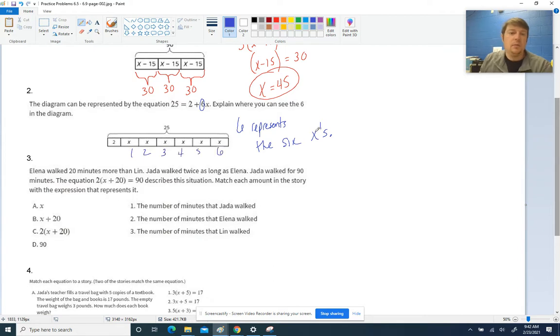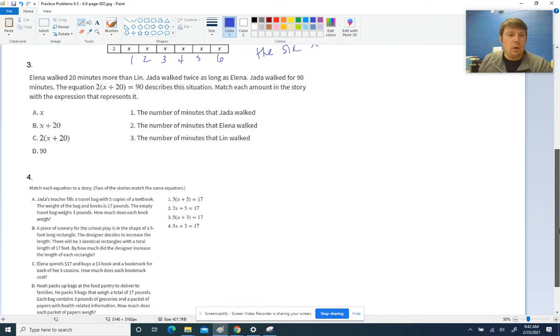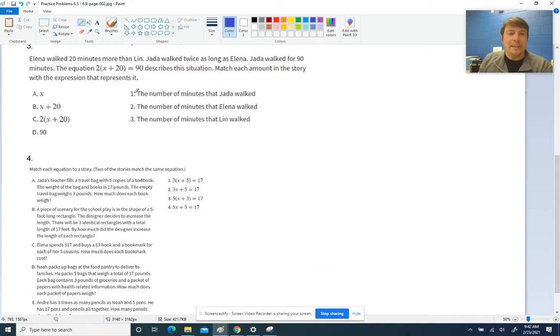6 x's plus 2. Elena walked 20 minutes more than Lynn. Jada walked twice as long as Elena, and Jada walked for 90 minutes. The equation shown describes the situation, so we know it's true. Match each amount in the story with the expression that it represents.